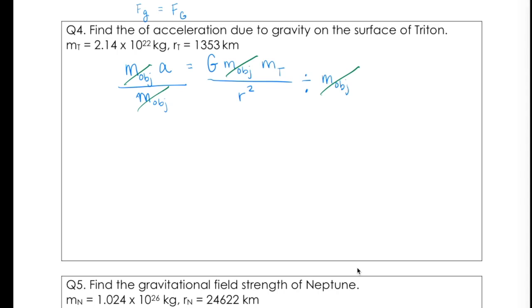Okay, so that we're left with the equation A equals the gravitational constant times the mass of Triton divided by the radius of Triton squared. Okay, so that's the equation you're going to plug into to find the acceleration due to gravity on Triton's surface. Okay, and that would be to any of the objects dropped on Triton.